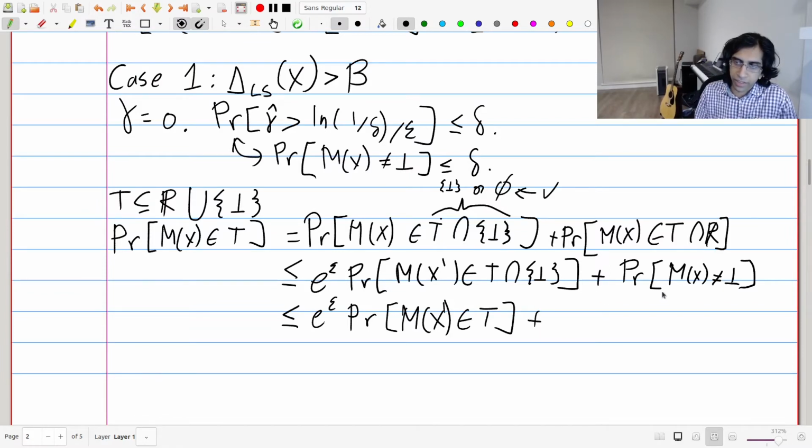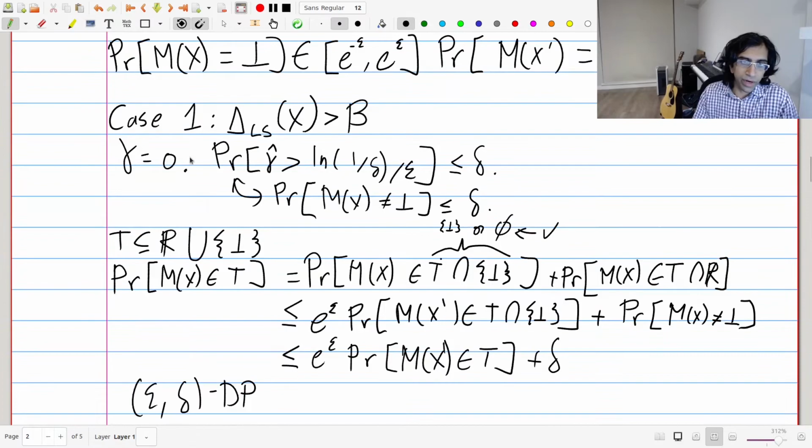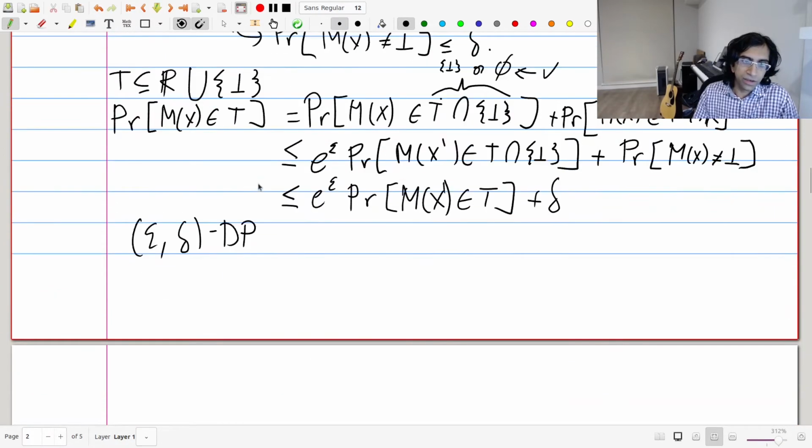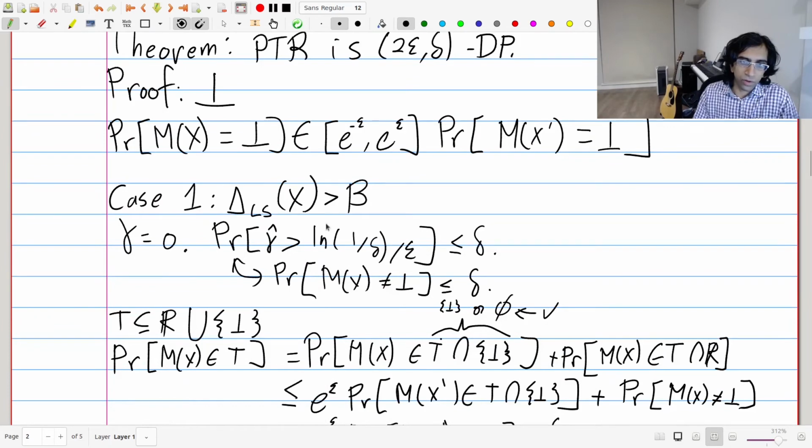And the other one is just an upper bound on the probability that M(x) is not equal to bot, and we already upper bounded this before as delta. So we have this here. And this is exactly what we wanted, in the sense that it's even stronger than we were going for. We'll see where we pay in the other case, but you can see that this is exactly the definition of being epsilon-delta DP. Good. So that's case one, where we proved epsilon-delta DP for the case when the local sensitivity is large.